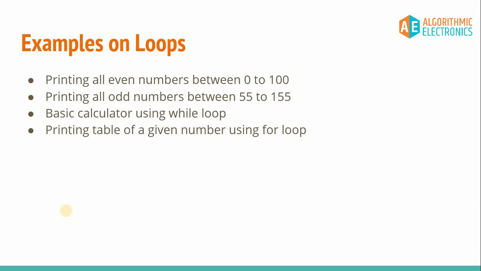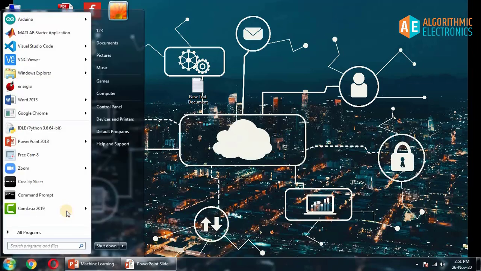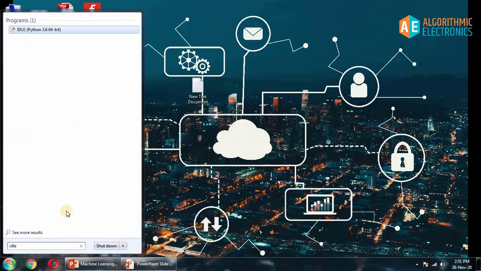After that, we'll discuss a very simple program where we print the table of any given number from the keyboard. For example, we'll ask the user to enter some number, and we'll store that number in some variable, and we'll try to find out the complete table of that number using for loop and while loop. So without wasting any time, let's start with the programming.